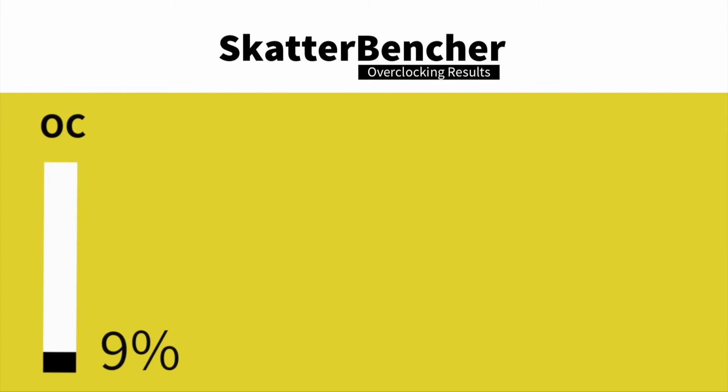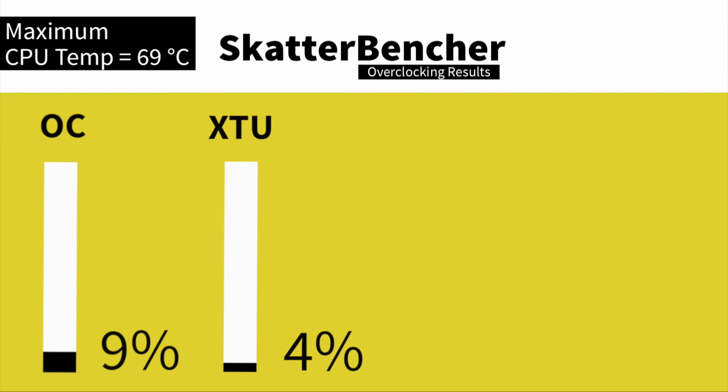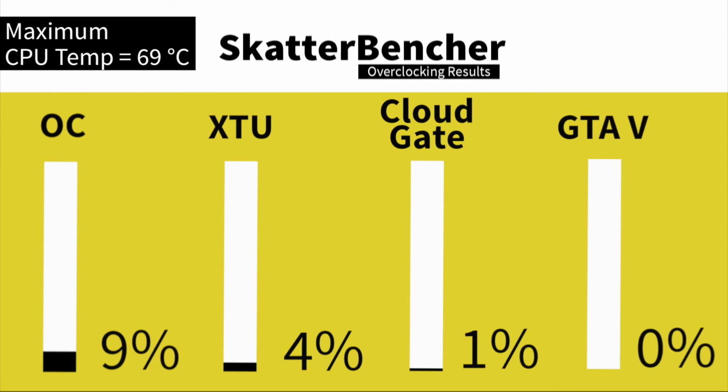We overclocked our CPU by 9.5%, the CPU performance went up by 4%, the CloudGate performance went up by 1.8%, and the GTA 5 performance didn't go up at all.